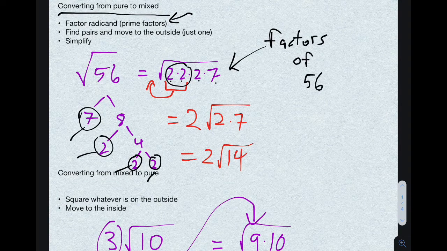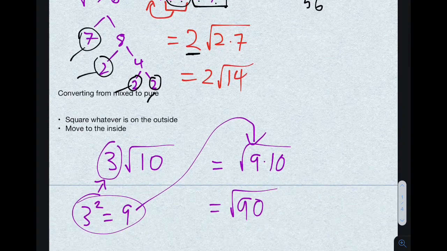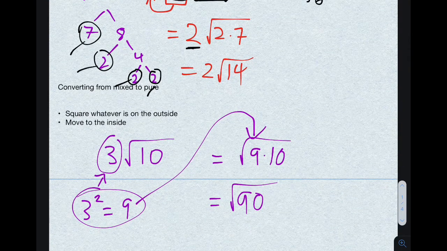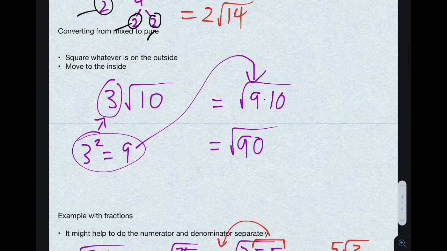So this group of 2, 2s, will come to the outside, and we'll just write 1 there. What's remaining on the inside, these guys did not make it out, we're just going to simplify back together. So 2 times 7 gets us 14. So here we would say that root 56 is the same thing as 2 root 14, or we could say 2 times the square root of 14.